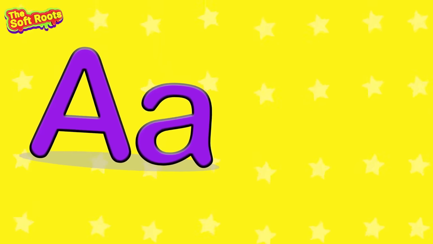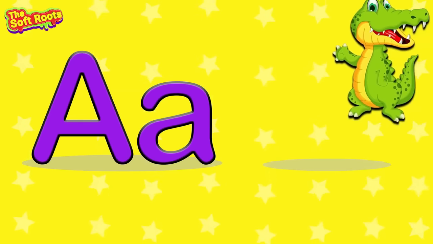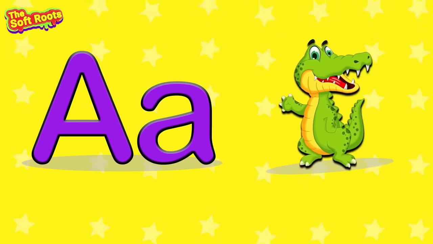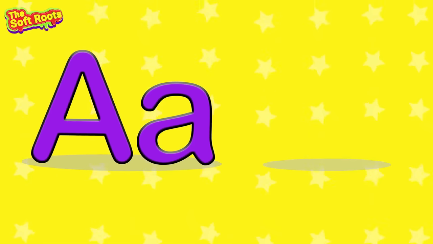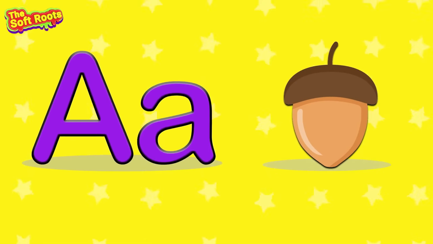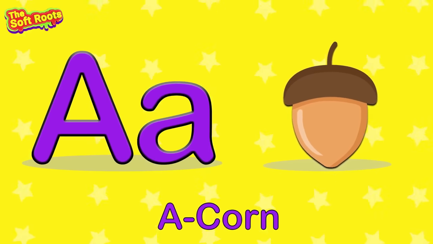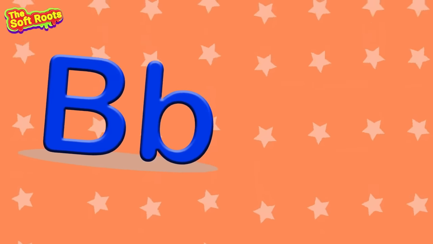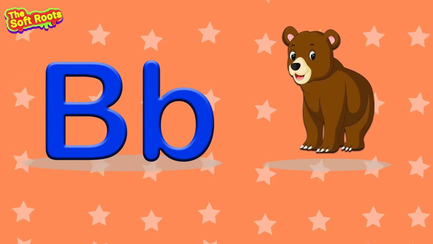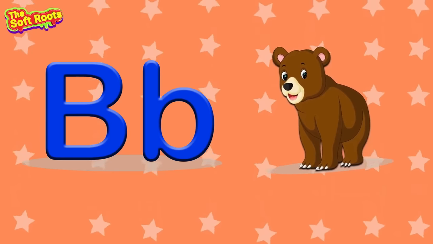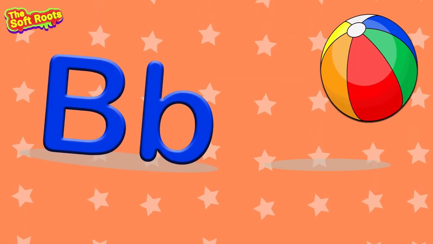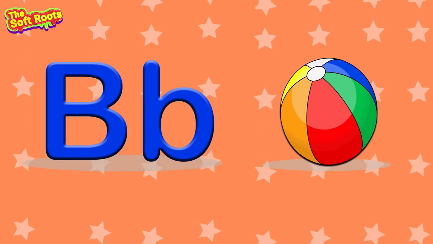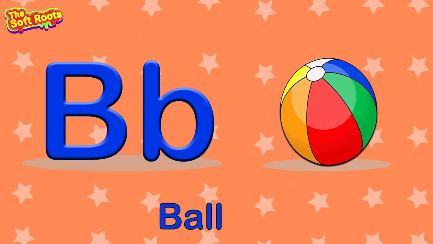Letter A is for alligator. Acorn. Letter B is for beer. Ball.